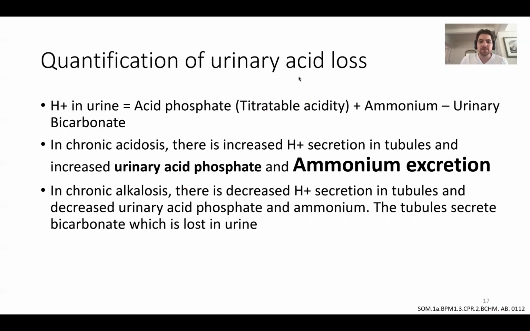Another thing to keep in mind is that acid phosphate and ammonium are considered acids. So if you have metabolic acidosis or even respiratory acidosis, how do you correct the fact that you have too much acid? You try to pee more acid out, okay? So if you have chronic acidosis, you try to get rid of that extra acid by peeing it out.